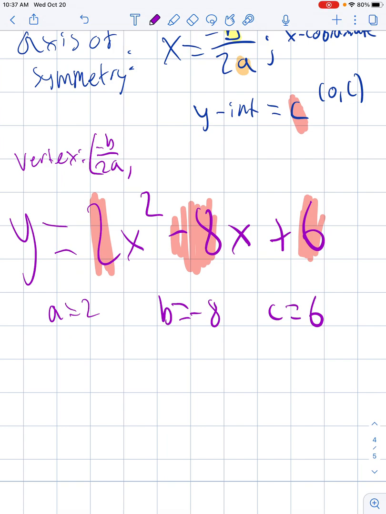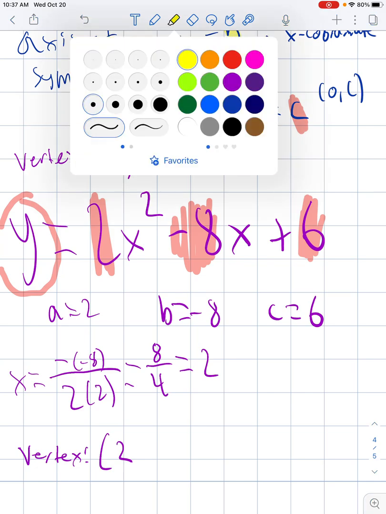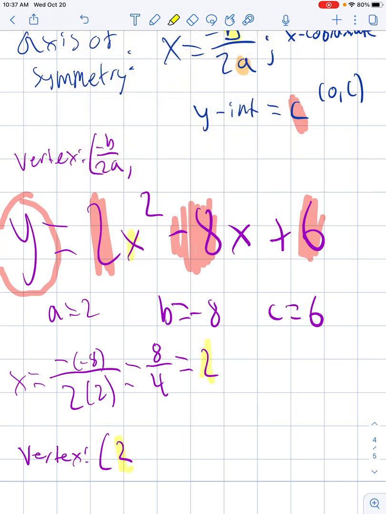To find our y coordinate, we have to plug it back into our equation. So we can find our vertex by saying, okay, I'm going to find my x coordinate by saying negative b over 2 times a, which is negative negative 8 over 2 times 2. Negative negative 8 is positive 8, 2 times 2 is 4. So that means my x coordinate is going to equal 2. So if I'm looking for the vertex, I know my x is 2. Now I need to find y, so every time I see an x, I'm going to plug in a 2 to figure out what that y is.